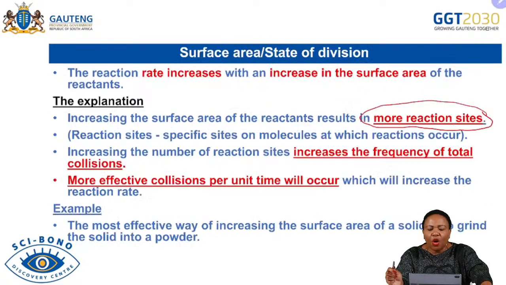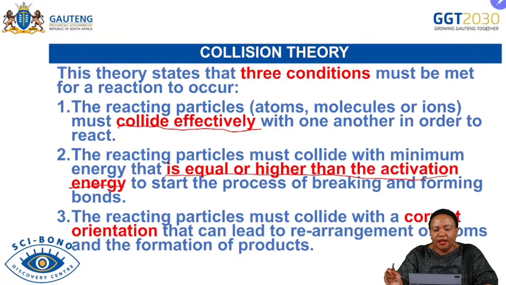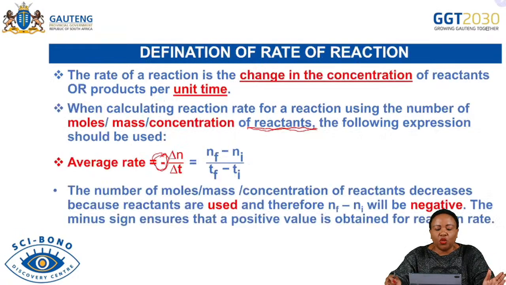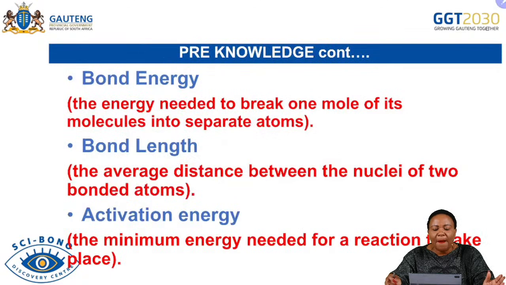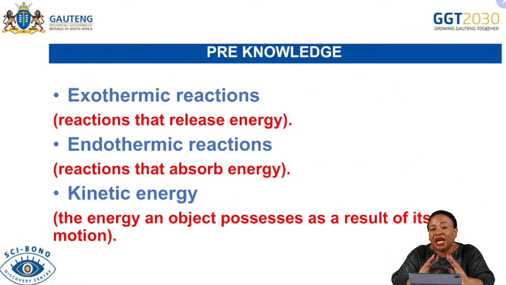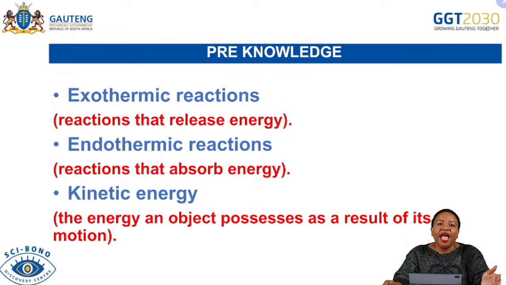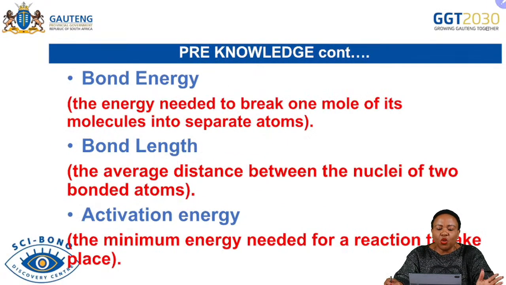We started by looking at different definitions, which we were supposed to know because they affect our lesson. We looked at exothermic reactions, endothermic reactions and kinetic energy, and defined them. We also looked at different types of bond energy and bond lengths, because in chemical reactions sometimes bonds are formed and sometimes bonds are broken, so it was important to understand these bonds.